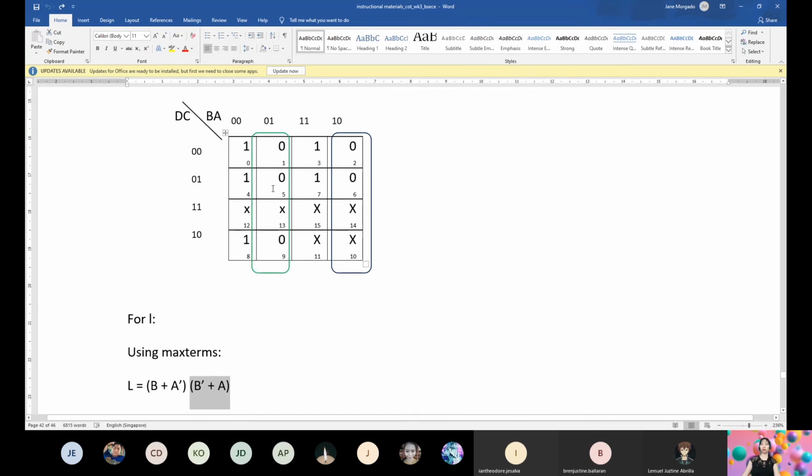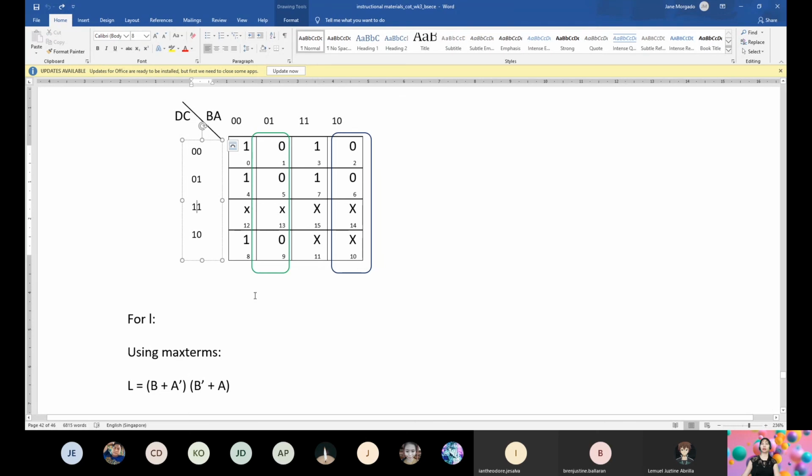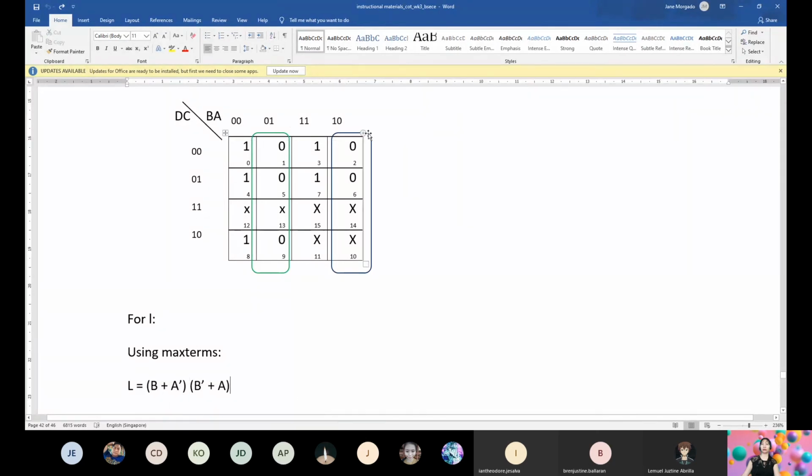So here, again, we use max terms. So we have this green loop. Compare D, 0, 0, 1, so D is eliminated. For C, 0, 1, so C is also eliminated. But with respect to the BA plane, B is 0, A is 1, so we have B plus A prime. So this is it. Then we have this next one.